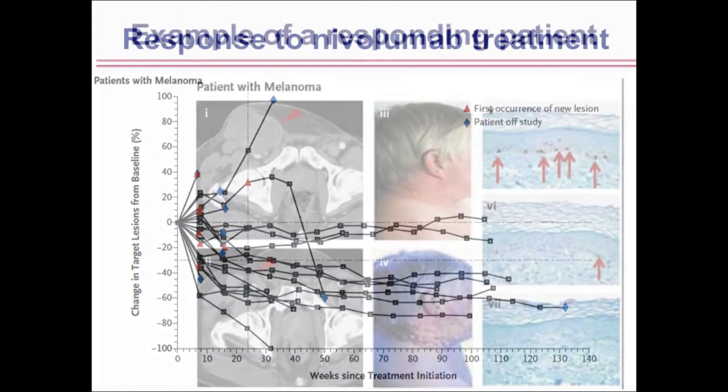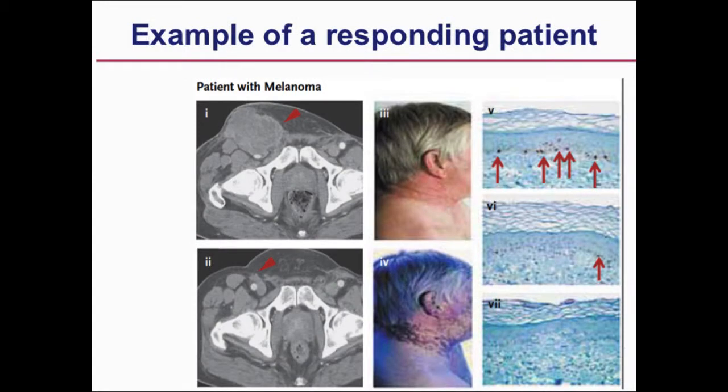Here is an example of a patient with a large inguinal node metastasis, which almost completely disappeared upon treatment. And I don't think you can see really well. This patient also developed vitiligo, as shown here with the special light. And you can see here in skin biopsies that the melanocytes, the pigment cells, disappear over time after treatment with anti-PD1 nivolumab.